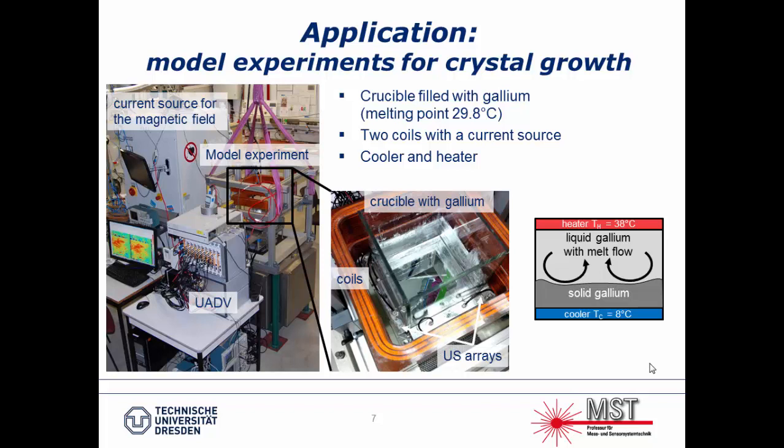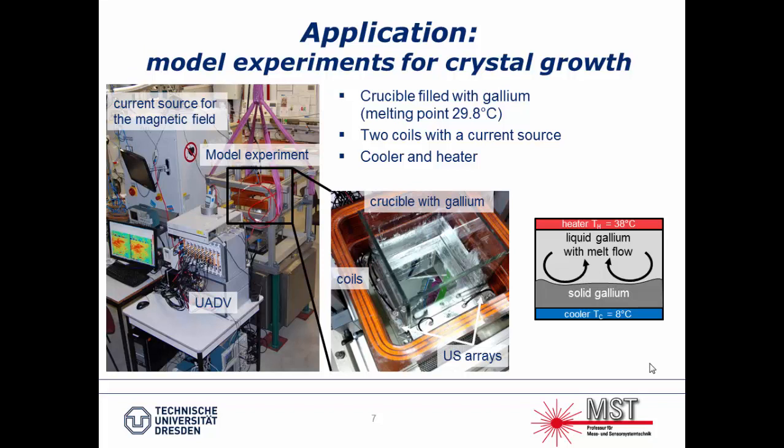Now to look a bit in detail at our model experiment. On the left side, you can see the model experiment, this small part. The orange-brown stuff are the coils to drive the magnetic field, and here's the current source which generates the magnetic field together with the coils. And here we have our measurement system.